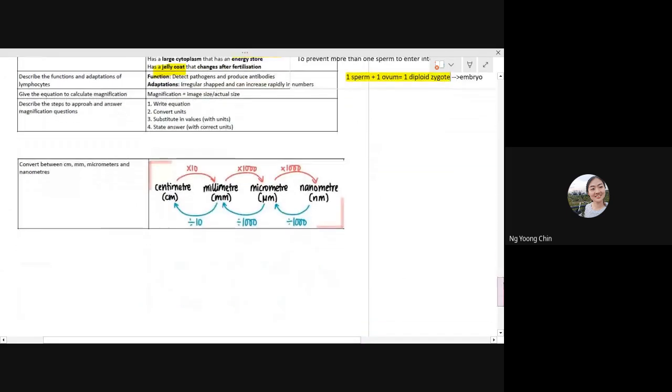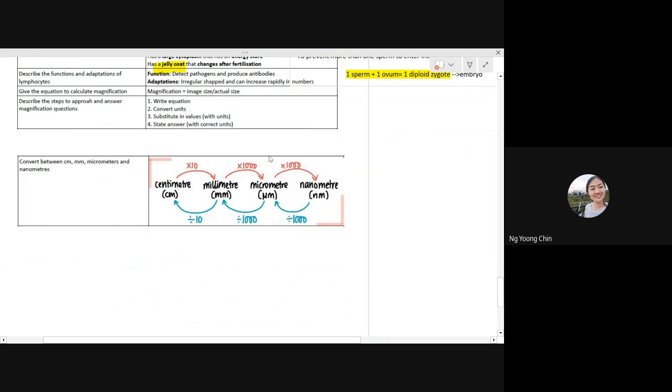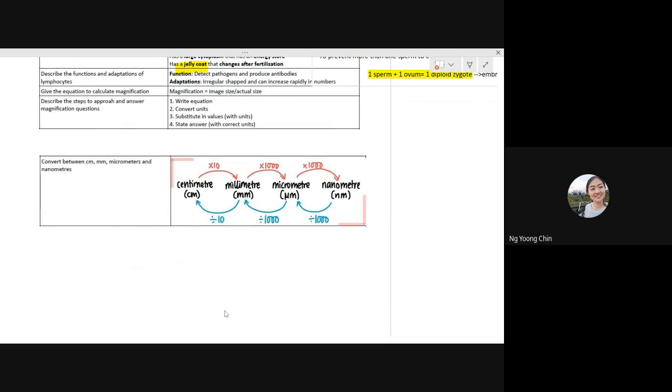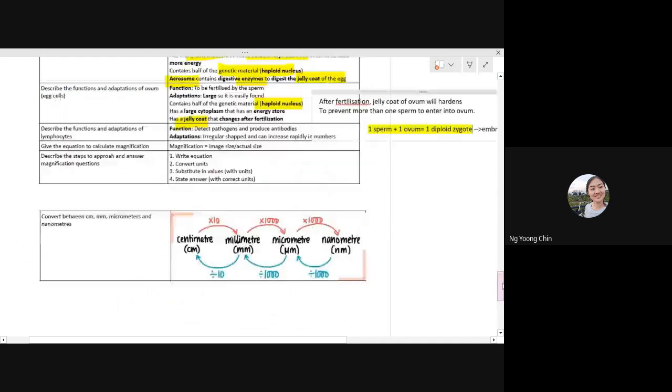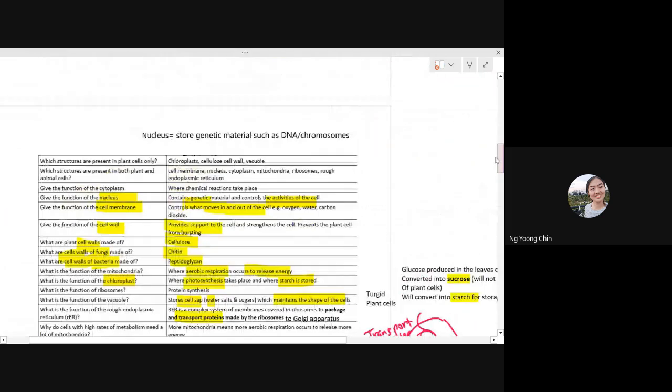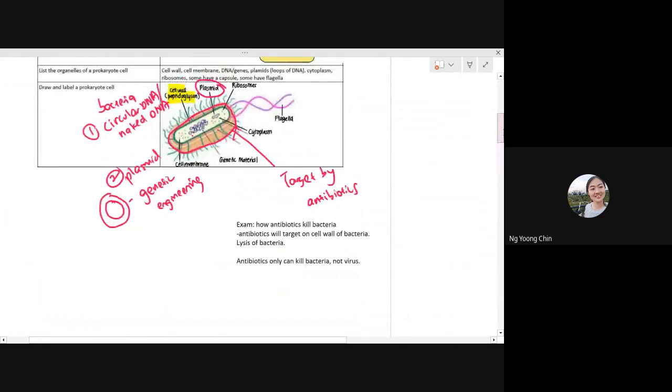Please remember this formula for the calculation, because this is an easier question to get marks. From centimeter to millimeter, you times ten. From millimeter to micrometer, you times 1,000. And from micrometer to nanometer, you times another 1,000. When you go back, you just divide by 1,000. So generally, these are the important points for chapter 2 that you need to know.